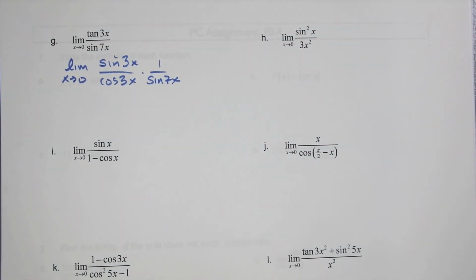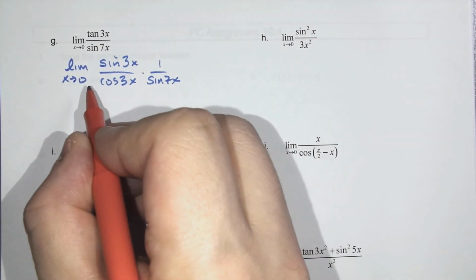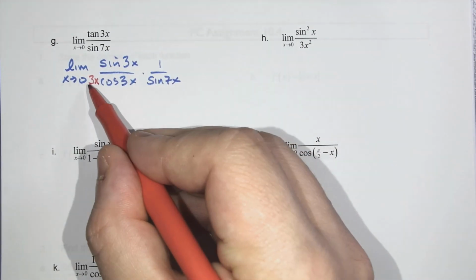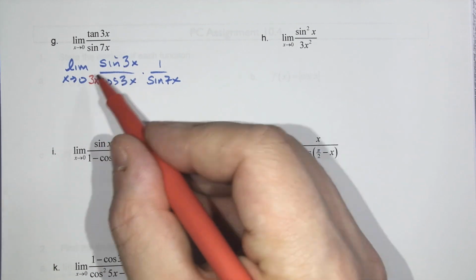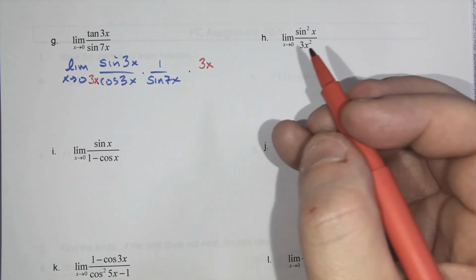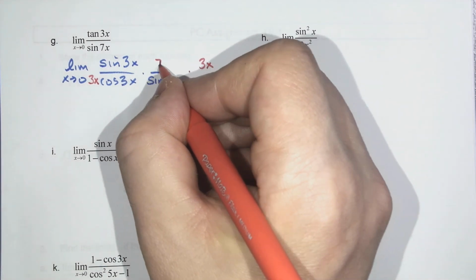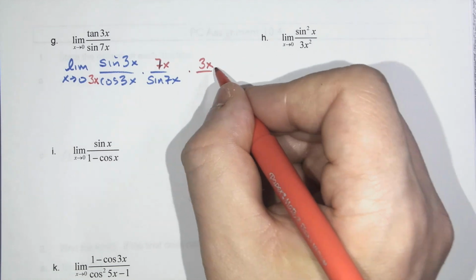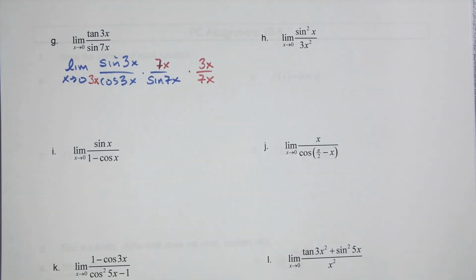Okay, instead of the formal rewriting, let's be a little bit less formal, but still get all the pieces in there. So I'm going to put a 3x on the bottom, so that way I can get my special trig limit here, compensating by putting a 3x on the top. I'm going to put a 7x in here, so that way I can match up those arguments, compensate by putting a 7x on the bottom. And then I have my limits.